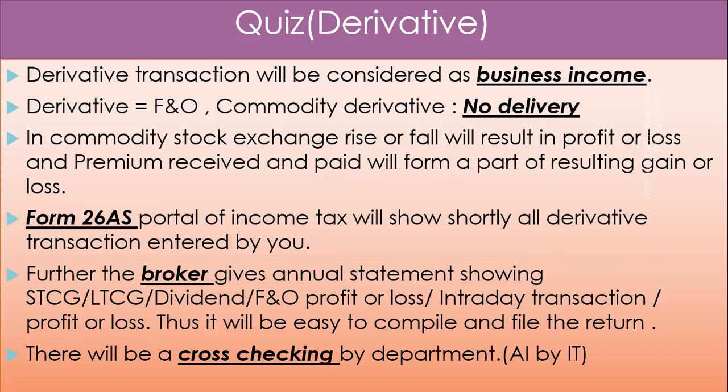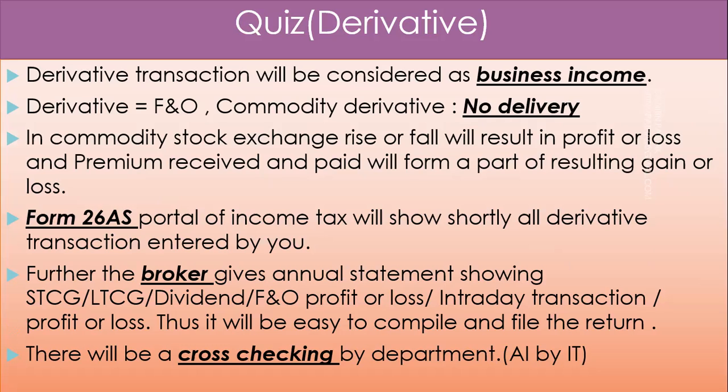Derivative transactions will be considered as business income. Derivative is equal to F&O, commodity derivative, and no delivery. But if it is traded through a stock exchange, the expenses would be allowed as business expenses. In a commodity stock exchange, the rise or fall will result in a profit or loss, or the premium received or paid will form part of the resulting gain, and it would be considered as business income.